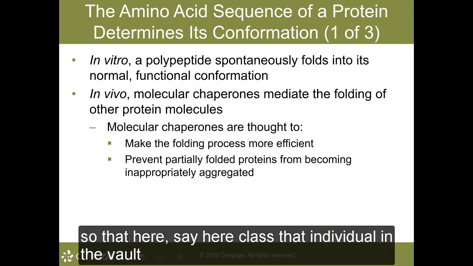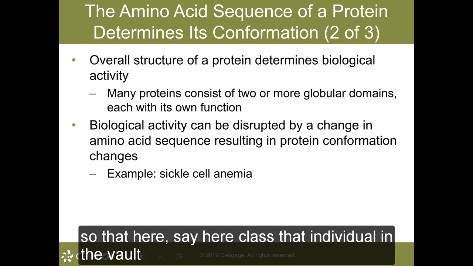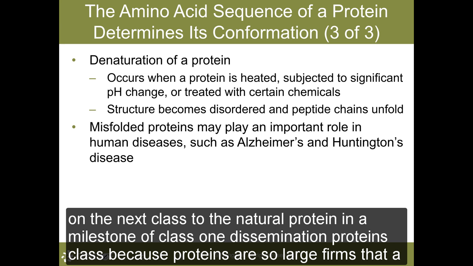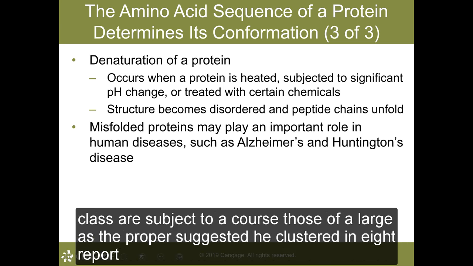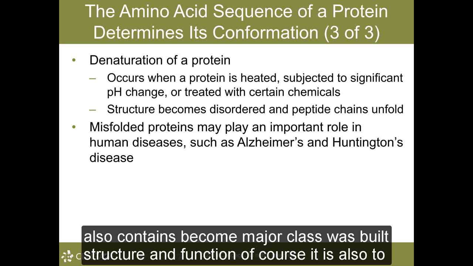So from here, I won't stay here, class, about in vitro or in vivo. I'll get next class to denaturing a protein, and I'm almost done with proteins, class. So when it gets to denaturing proteins, class, because proteins are so large, they are subject to, of course, those large physical properties, such as heat. Heat, class, can denature protein. And once that protein has become denatured, class, it loses both structure and function.